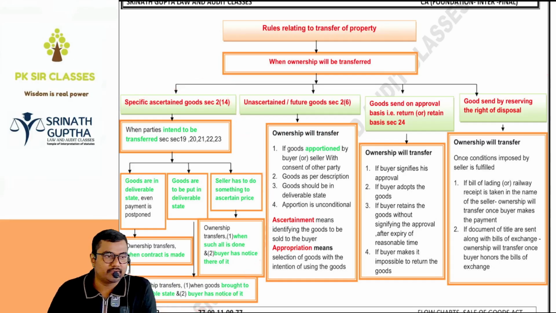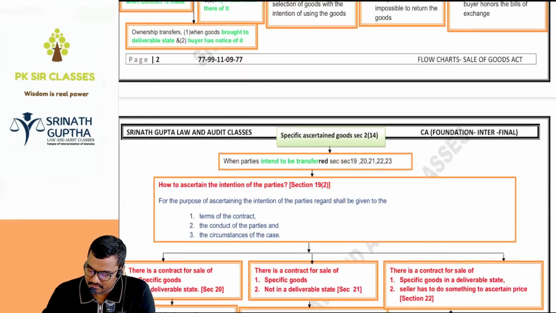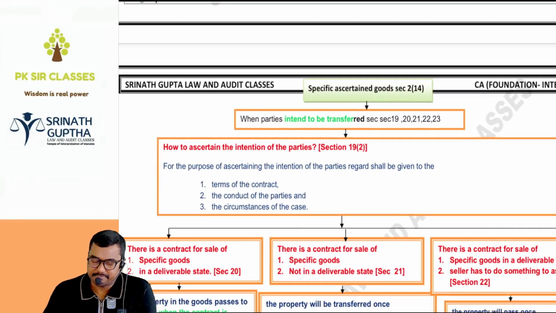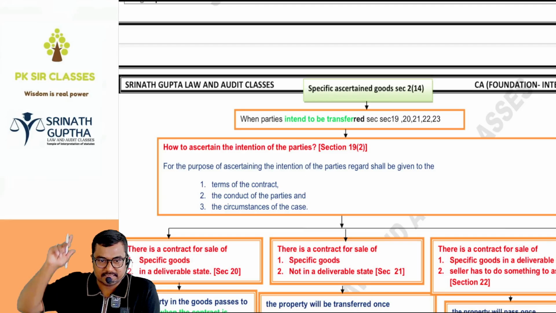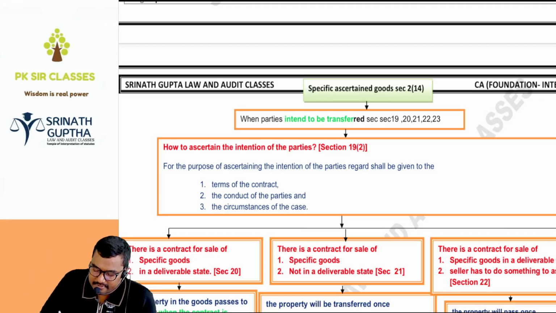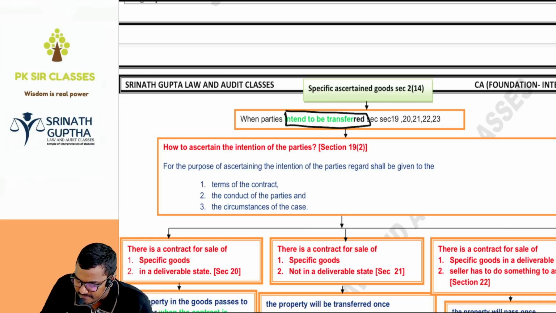When ownership will be transferred in case of the specific goods. First of all, what is the meaning of the specific goods? Specific goods are the goods which are identified and agreed upon at the time of contract of sale. We discussed in the first chapter. In case of specific goods, ownership will be transferred when the parties intend to transfer.